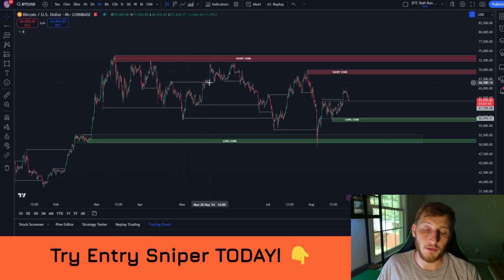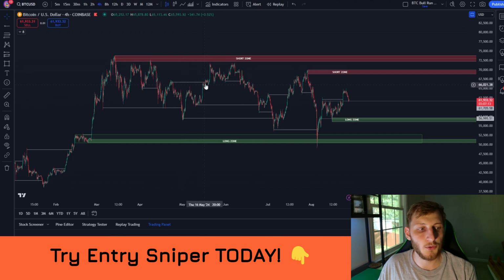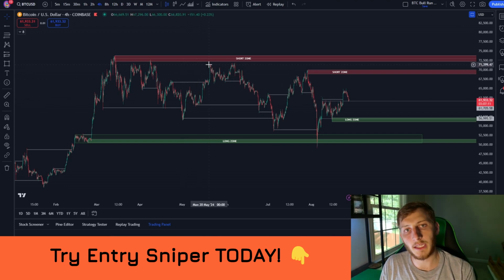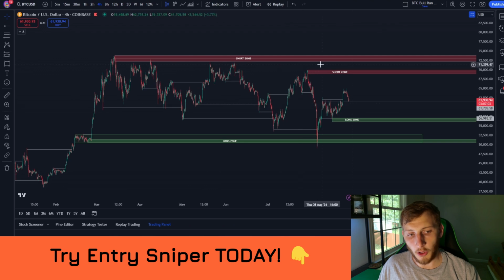Right here, for example, we have a previous level of resistance. This was a previous short zone. And when price came through this level of resistance and broke beyond it, which happens from time to time, we noted that with this gray line as a break of structure. But we can see all our current levels are in line with where we would be placing our support and resistance levels on the chart.